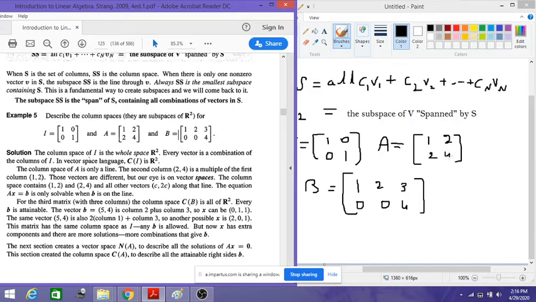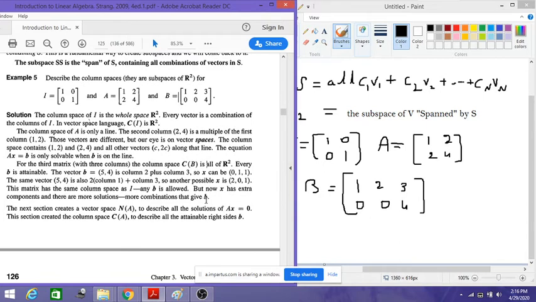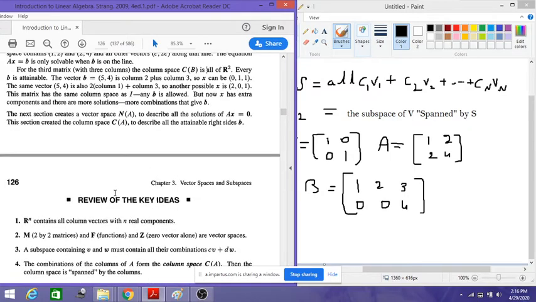If you look into the second column, that is 2 and 4, it is a multiple of the first column, that is 1 and 2. If you multiply the first column by 2, then we will get one more column, that is 2 and 4. So those vectors are different but still lie in the same vector space. So that is the way of defining it.